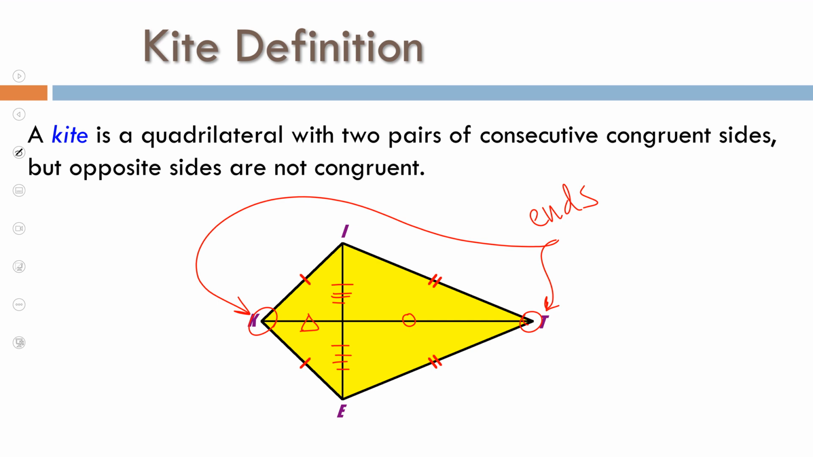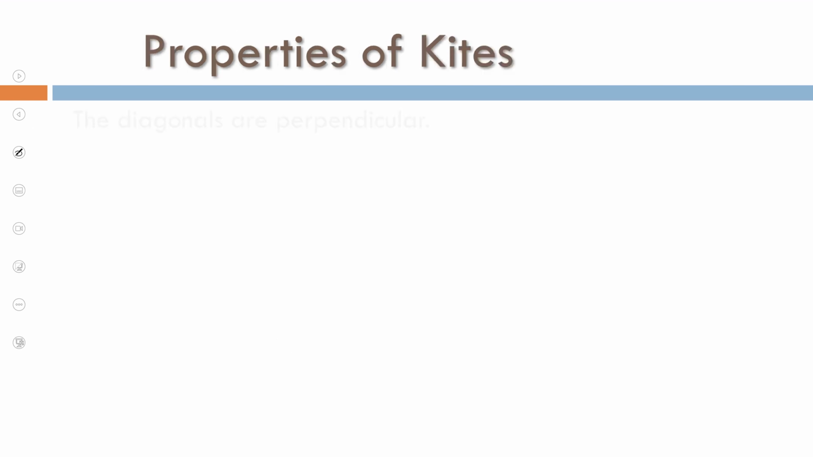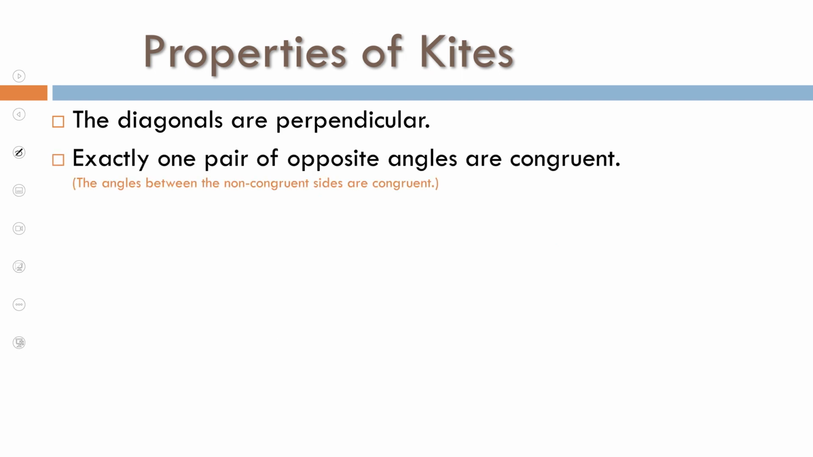Bob? They are perpendicular. Very good. Okay, so let's click and see what we got here. Diagonals are perpendicular. Thank you. Exactly one pair of opposite angles are congruent.